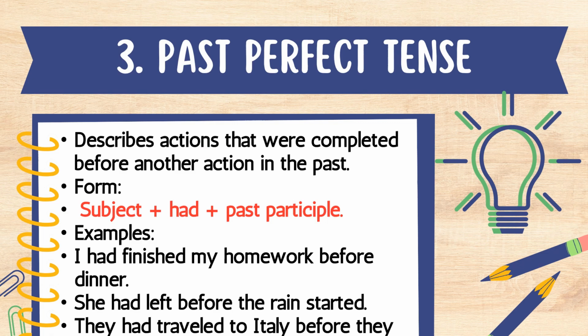Now next one is past perfect tense. In past perfect tense, we are talking about a task which has been completed in the past. Okay, so for this, what we will do: subject plus had plus past participle, that means ed there should be. So I is the subject, had we have to add, and then finished, past participle. I had finished my homework before dinner. She had left before the rain started, ed again, so it is past participle. Okay, they had traveled to Italy before they reached.